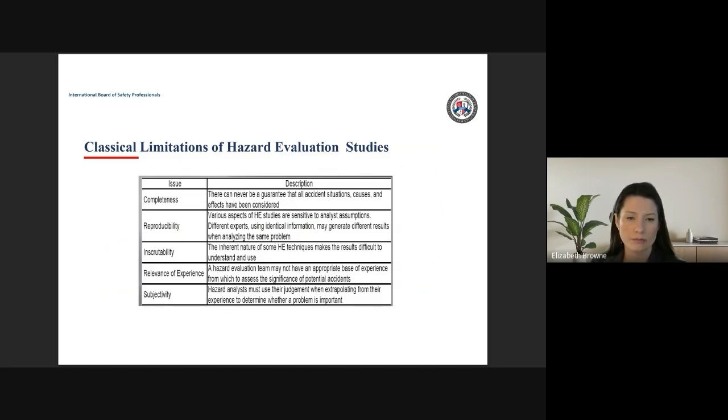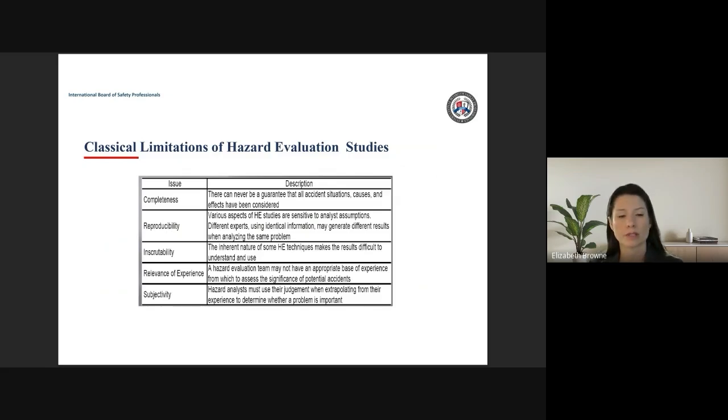Also, another issue might be inscrutability, which is just the inherent nature of some of these hazard evaluation techniques, can make the results difficult to use and understand. So the experts need to be able to facilitate the understanding of this information to the workers and all key stakeholders so that they're able to understand the risks associated with their job and how to control them.